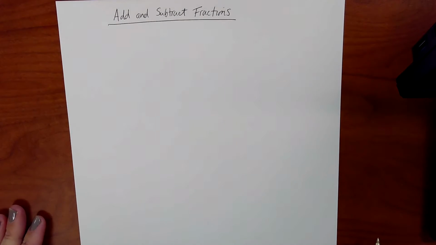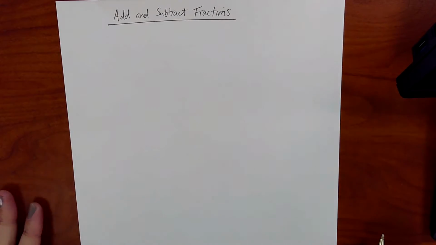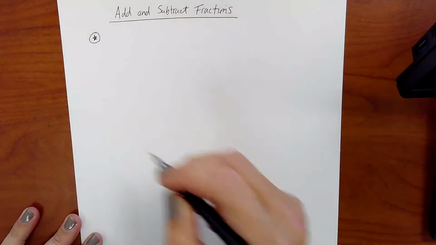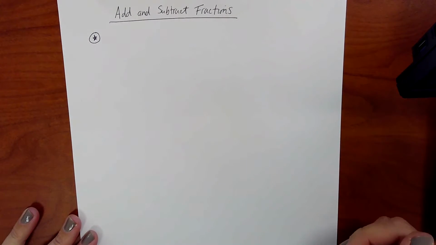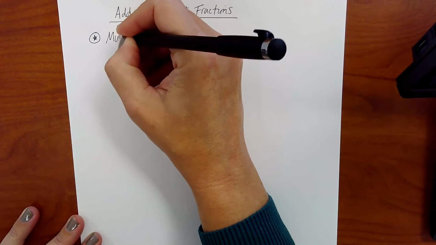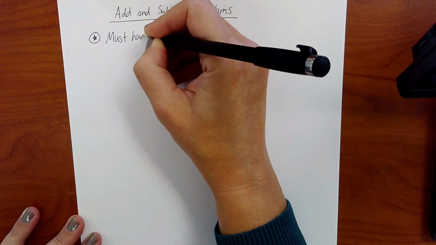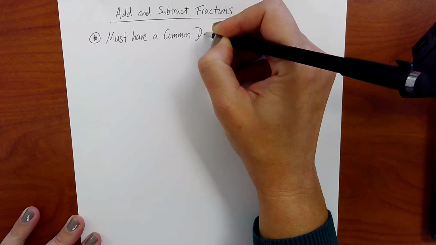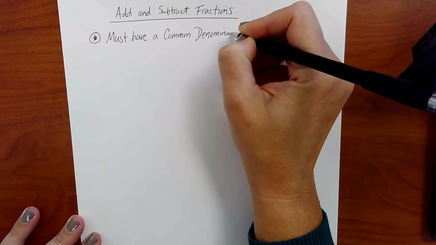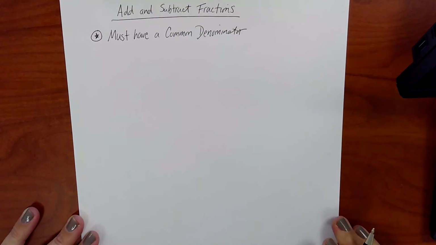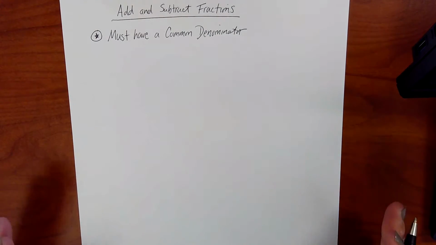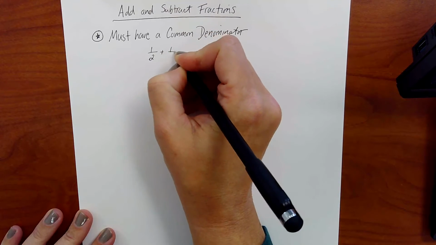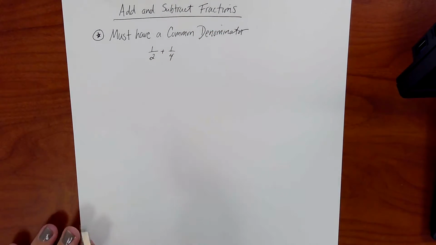Adding and subtracting fractions. One rule, you should already know this: you must have a common denominator, always. Must have a common denominator, right? Because the common denominator makes it so you can count the same size pieces. If you think about an easy example, you've got a half plus a fourth, right? You can't just add straight across.